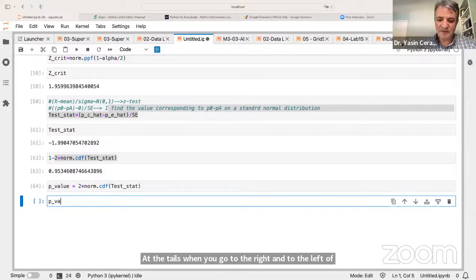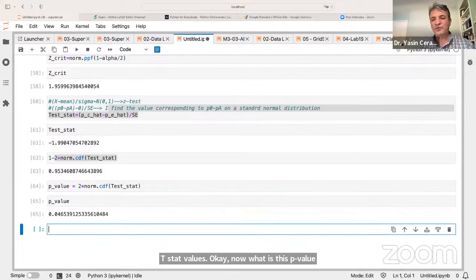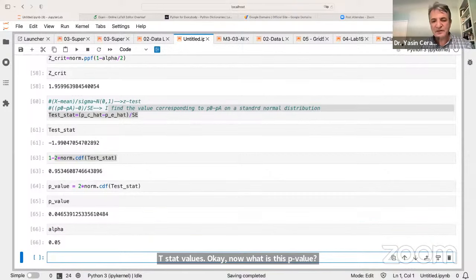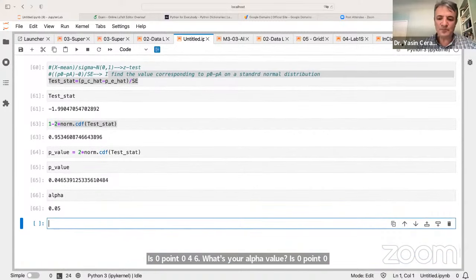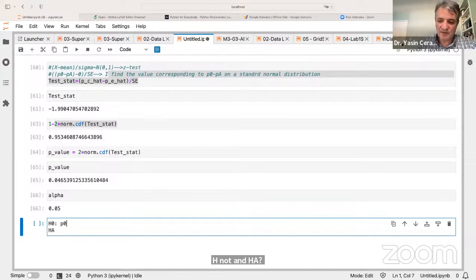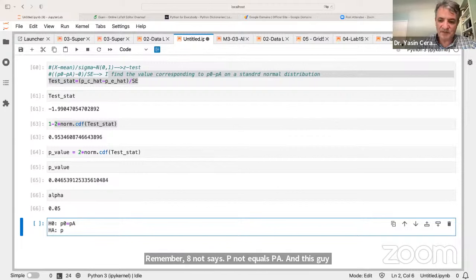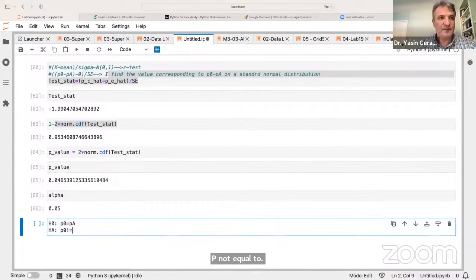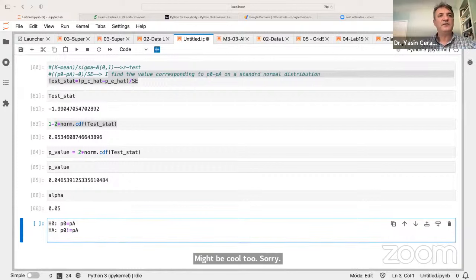Okay. Now, what is this p-value? It is 0.046. What is your alpha value? It is 0.05. So given this, what would you do? What decision would you make about H0 and HA? Remember, H0 says P0 equals PA, and this one says P0 is not equal to PA. Okay, given this comparison, let me write this.